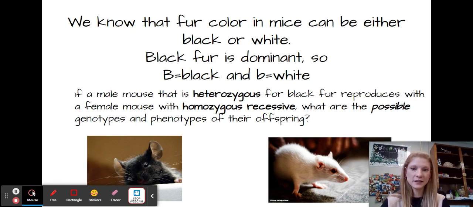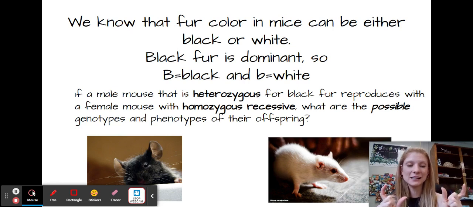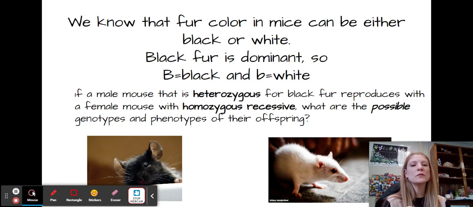First off, he's got black fur. That's what we see. But it's not enough to set up a Punnett square. You have to know the exact genotype. So if I tell you it's heterozygous, we know that he's got 1 capital B, 1 lowercase b. He's also called a hybrid for black fur. So he does have that recessive there that's hidden. The female is homozygous recessive, and that tells us a lot about her.